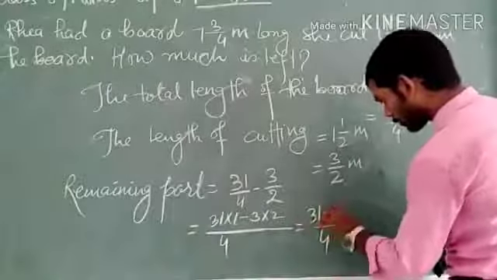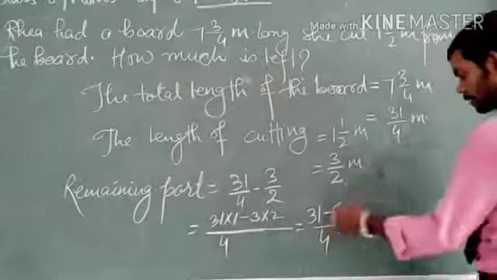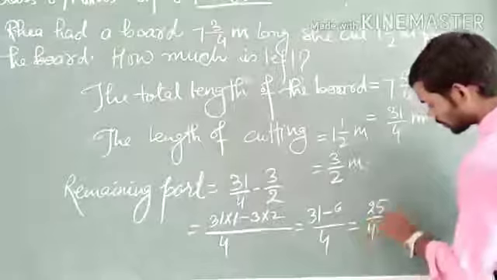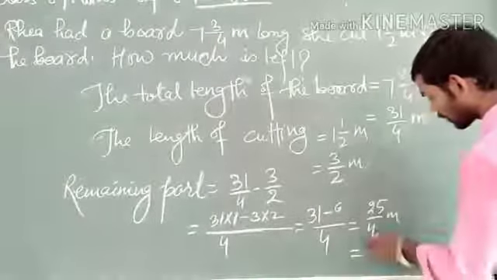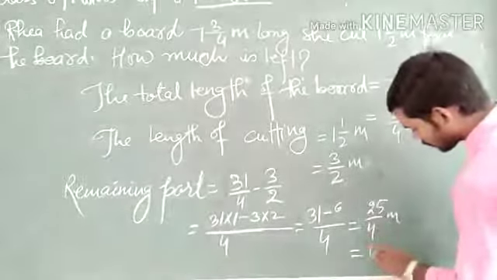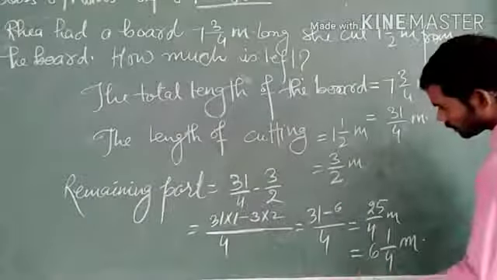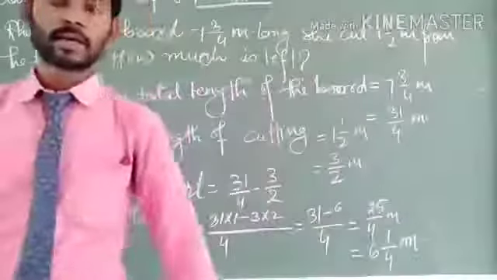So here we get 31 minus 6 upon 4, and when we subtract we get 25 upon 4 meter, or we can change it into a mixed fraction. We get 4 6s are 24, 6 whole 1 upon 4 meter. So this is the remaining portion of the board after cutting by Ria.